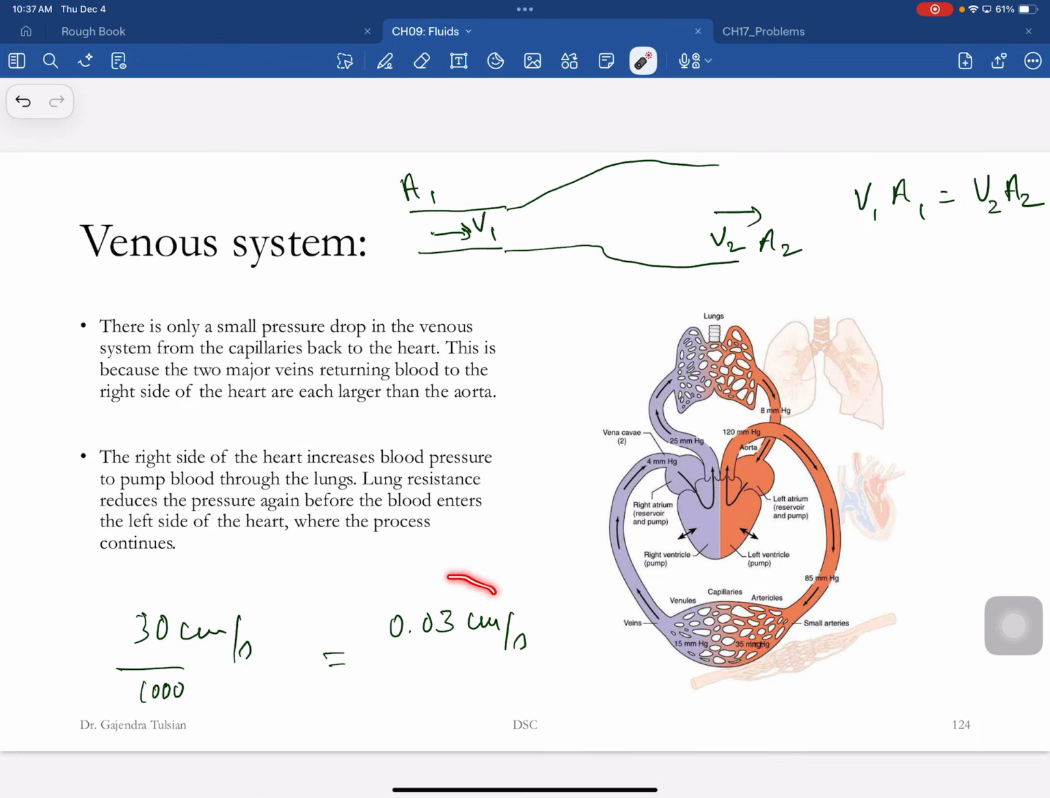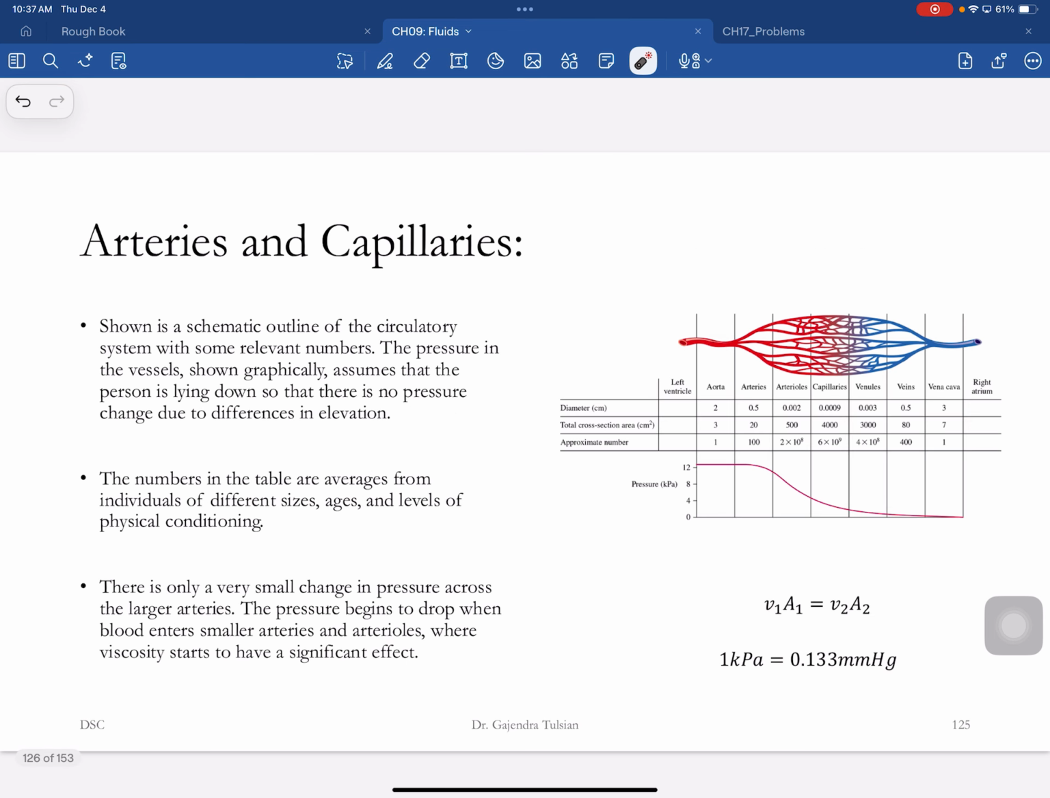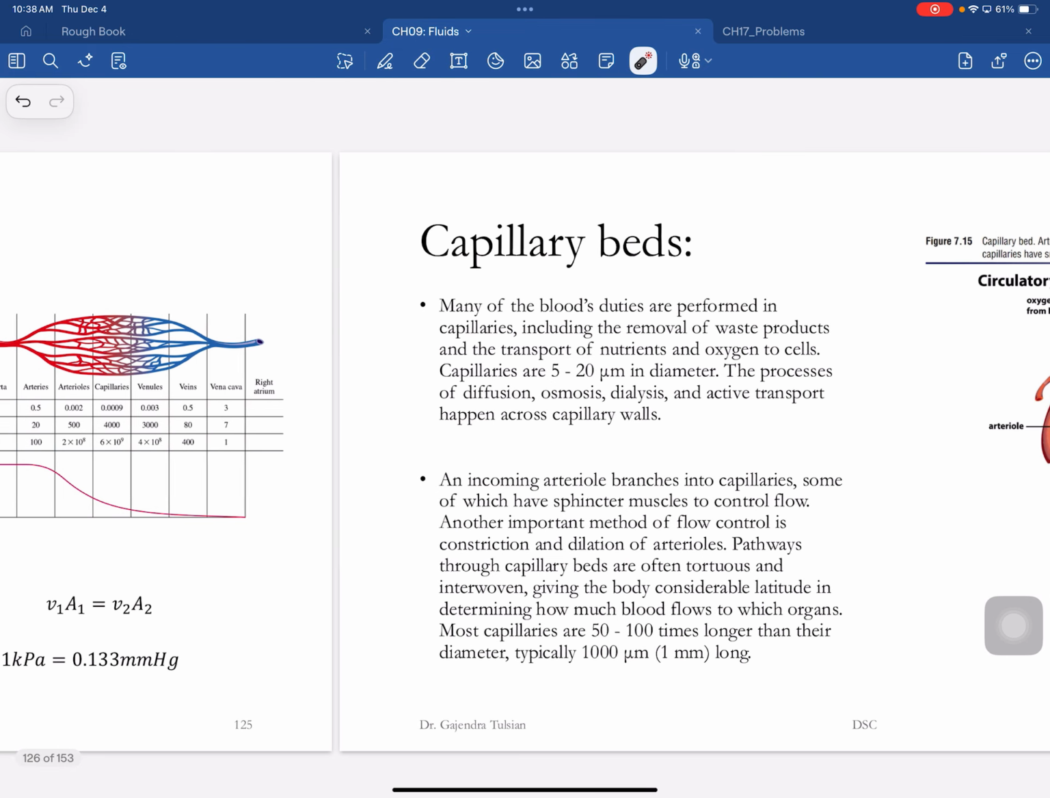Okay, so to slow blood down, and by the way, when the area increases by a factor of 1,000, the speed decreases by a factor of 1,000. And there's a problem, okay?